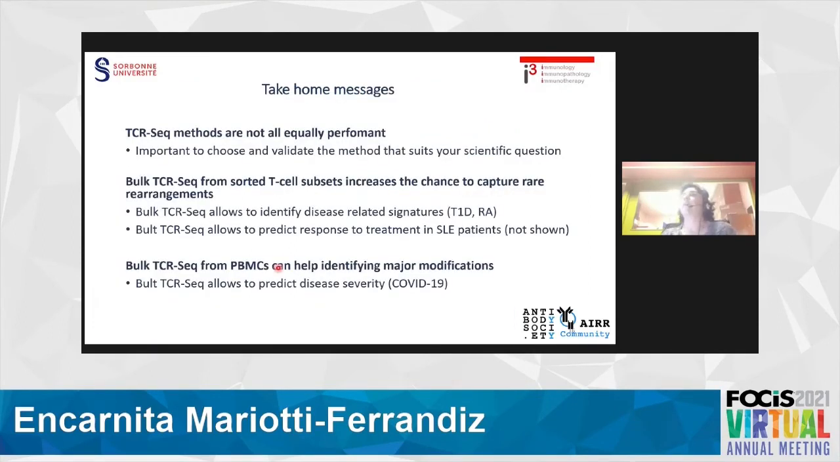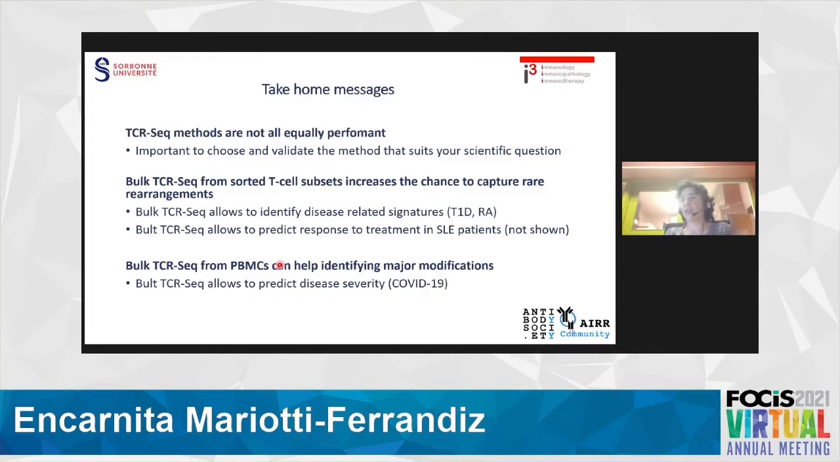To conclude, from what I've been showing you, I hope I convinced you that, first, the TCR sequencing methods are not equally performant. So it's important to choose and to validate the method that suits your scientific question, especially if you are looking for rare events. It's important to use methods that are sensitive enough. It's also important to have methods that are reliable and reproducible, meaning that each time you perform a new experiment, you are almost sure to obtain more or less the same results.